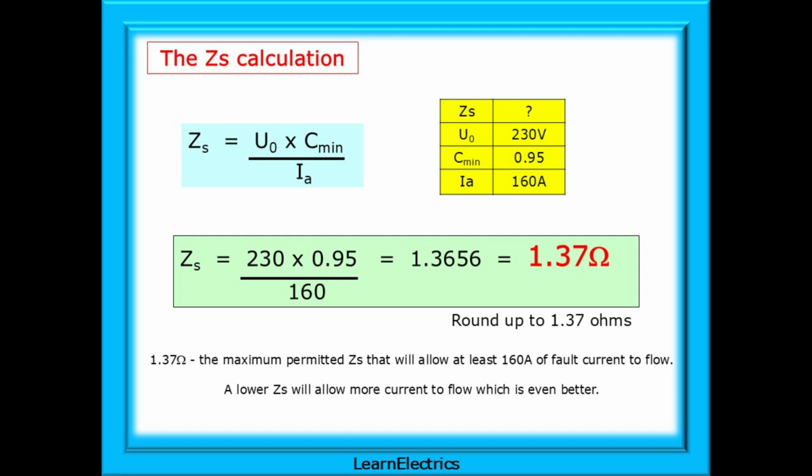Putting the numbers into the calculator, we have 1.3656 and so on, which we can round up to 1.37 ohms. This is the maximum permitted ZS that will allow at least 160 amps of fault current to flow. A lower ZS will allow more current to flow, which is even better.